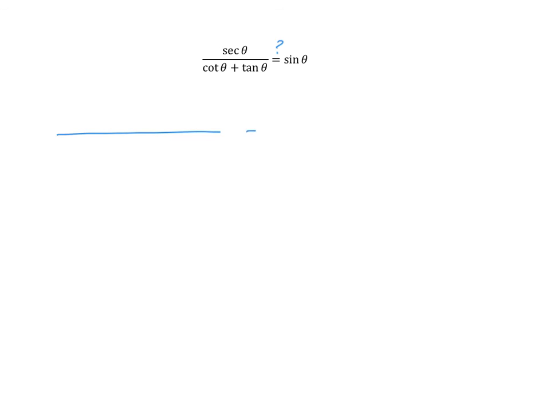On the left, this is going to be equal to something sine of theta, whatever. In the numerator, secant of theta, by definition, is 1 over cosine of theta. In the denominator, cotangent, well, that's cosine of theta over sine of theta. And to that, we're going to add, well, tangent is sine of theta over cosine of theta.